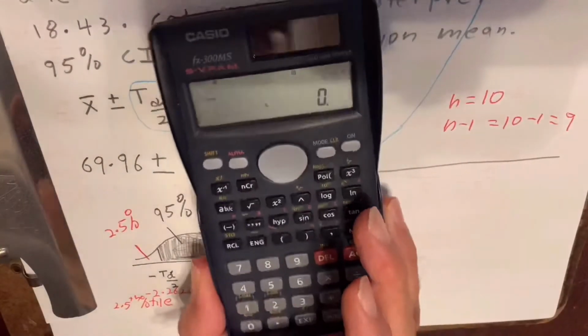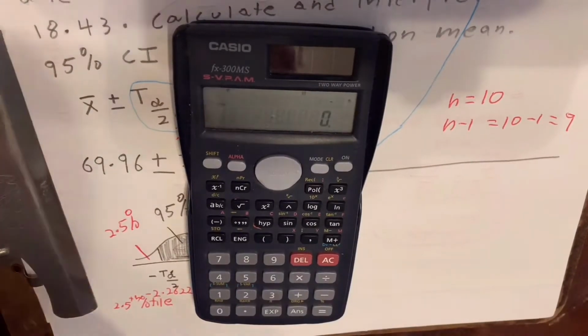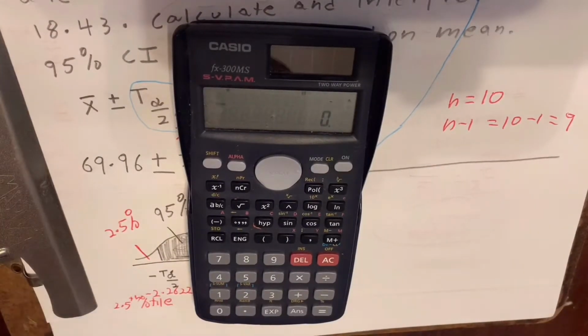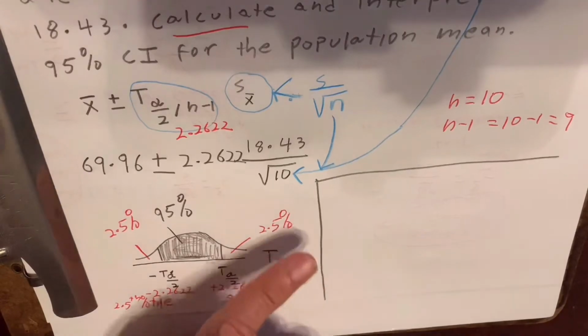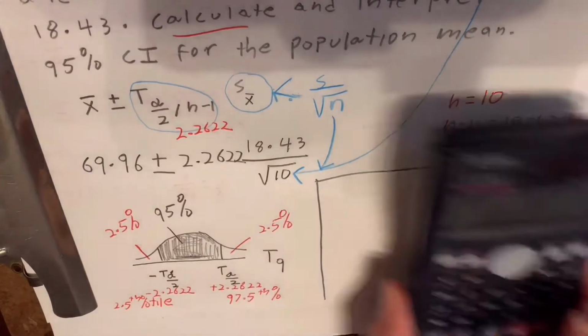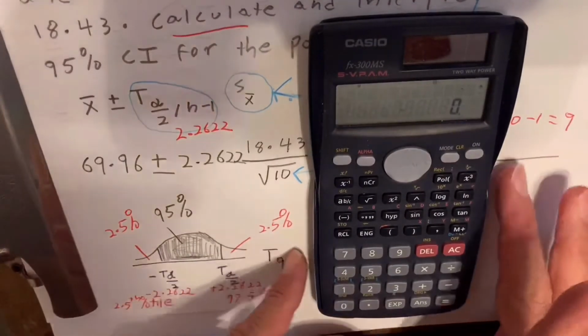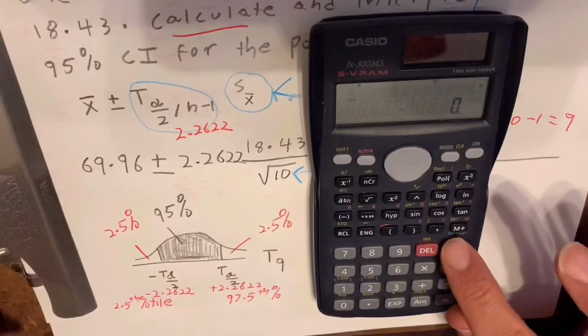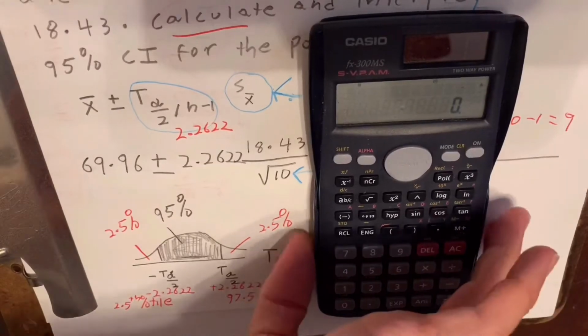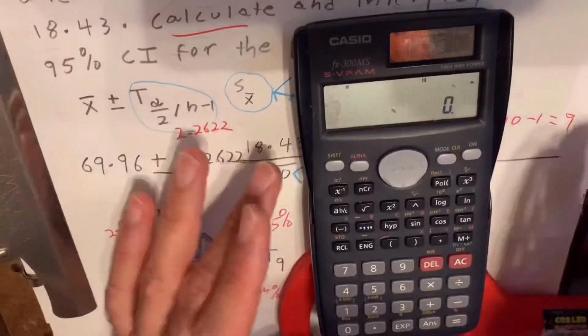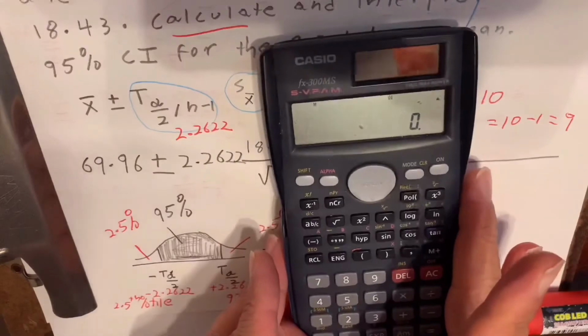I'm going to use the Casio FX300MS solar powered because it's my favorite calculator, and I own no stock in the Casio Corporation, but I just think it's really easy to use. So what I'm going to do, let me make sure this is in the frame. It is. So in fact, it might be a little clearer for you if I do this at an angle. I bet that's clearer.